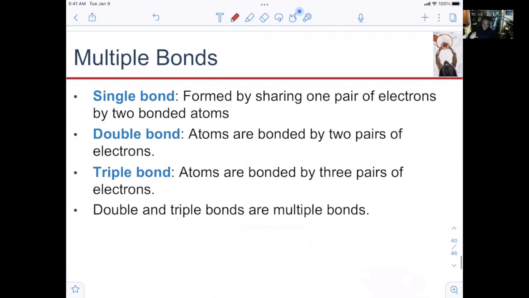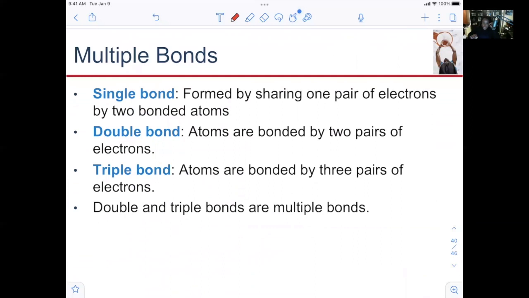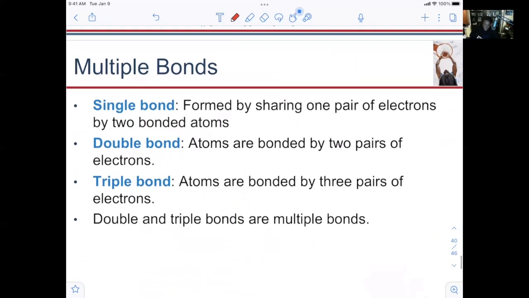Okay, we're close to the end of this section, this chapter. How am I doing with time? Not too bad. Then we have multiple bonds. We have single bonds, double bonds, triple bonds, and we're being told here these are different.